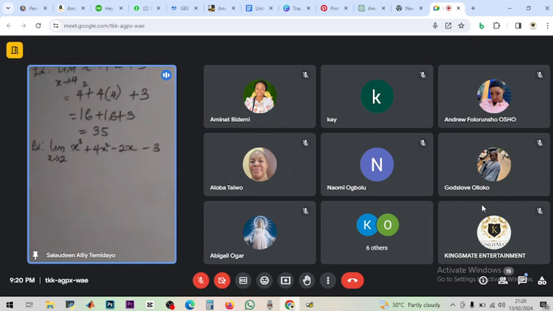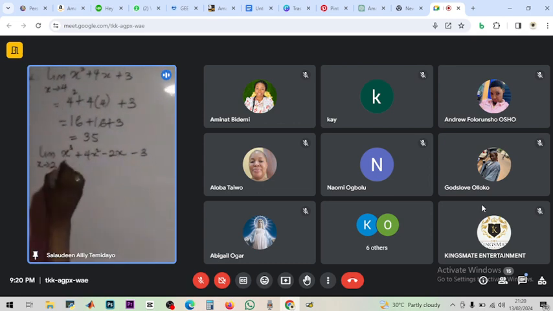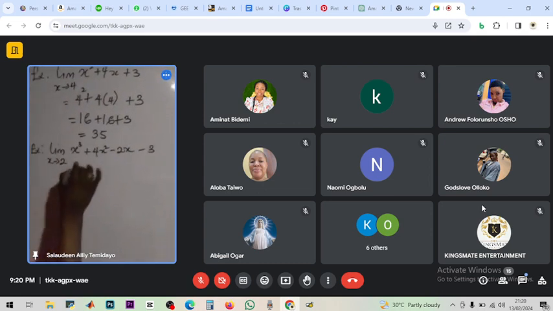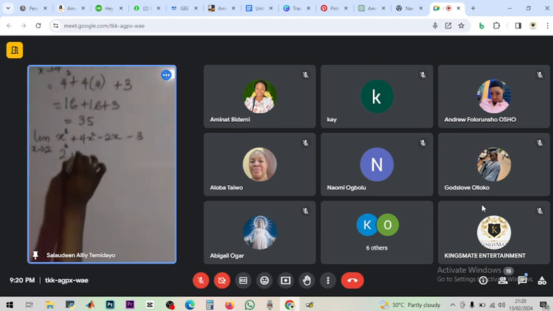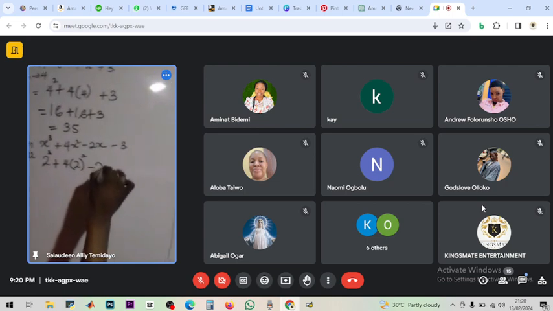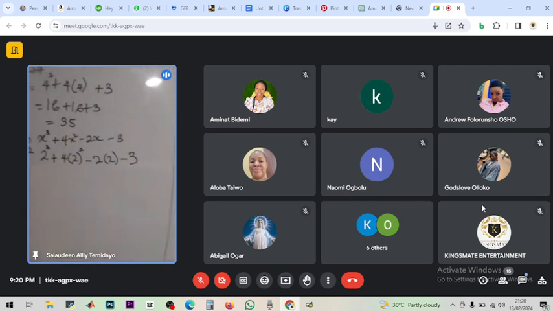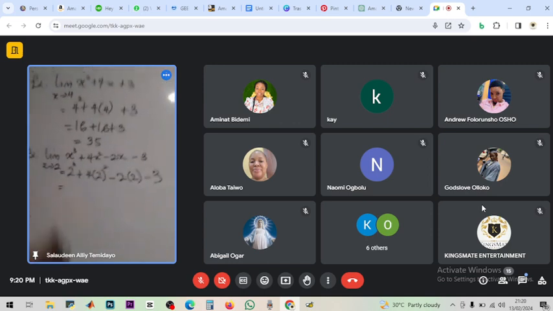All right, I'll assume everyone has done it. So let me quickly do mine. Let's do ours together now. X is 2, right? So 2 raised to the power of 3, plus 4 times 2 raised to the power of 2, minus 2 times 2, minus 3. I believe everyone is getting what is happening here, right?